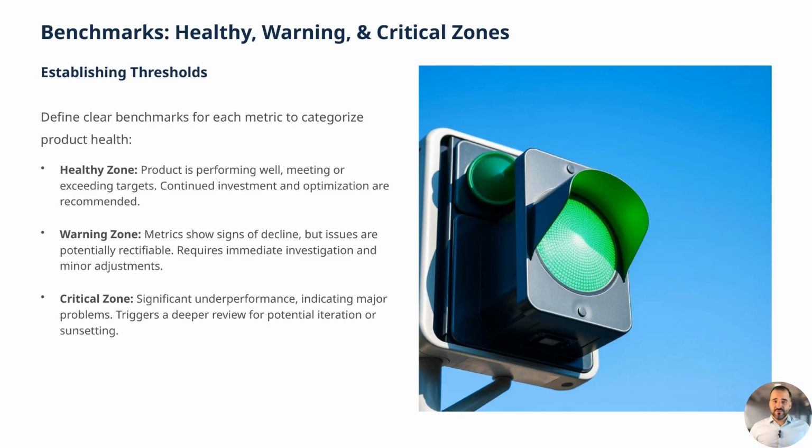Set a warning zone range just below healthiest levels to flag declining trends or emerging friction points. When metrics enter this band, teams should prioritize immediate attention, deploy minor fixes, UI tweaks, messaging adjustments, or targeted feature enhancements, and closely monitor impact.